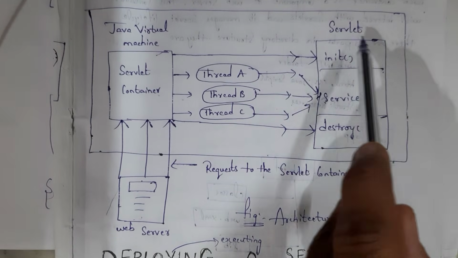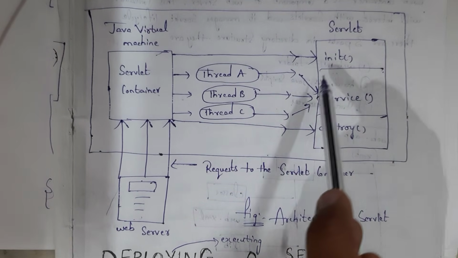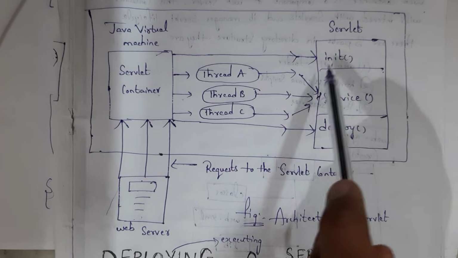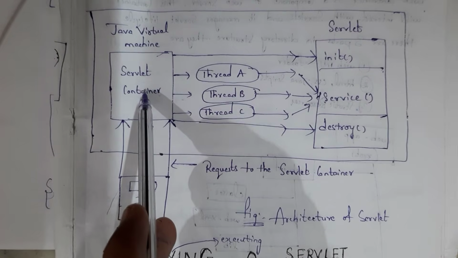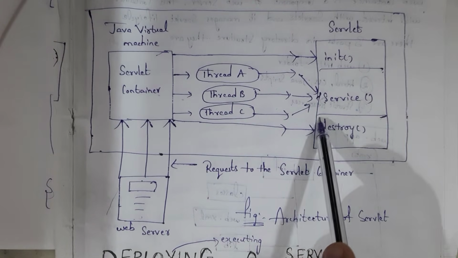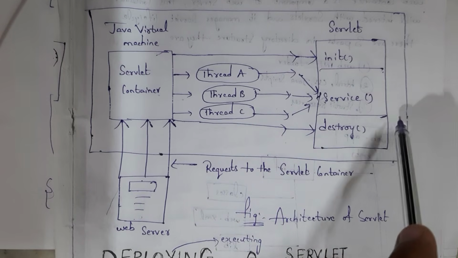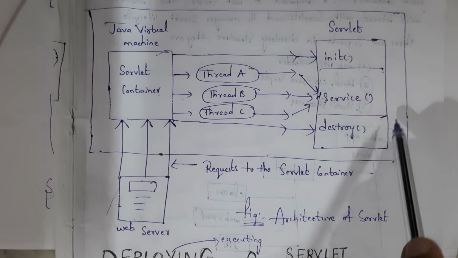As we know, a servlet contains three methods. The first one is the init method. The init method is used to create the servlet, and after that comes the service method. In order to handle this request, we need the service method, and at last, after handling the request, we need to destroy the servlet. This is the destroy method.